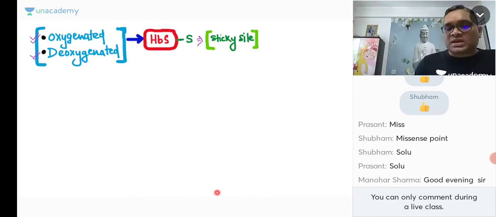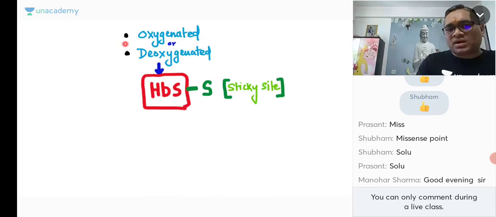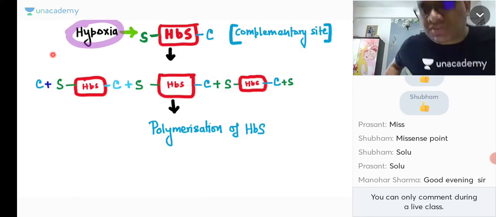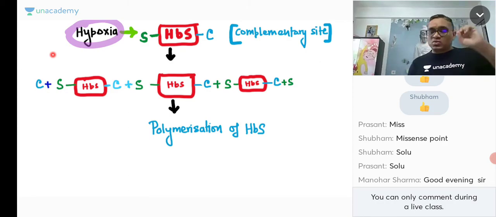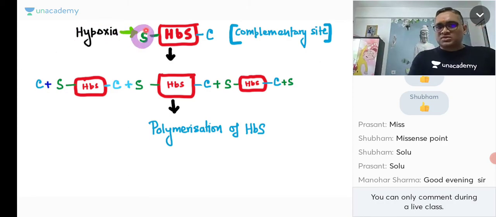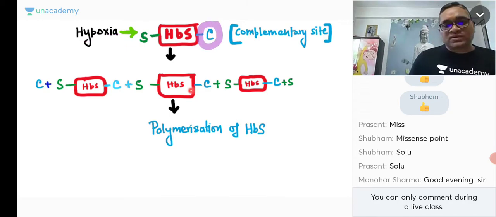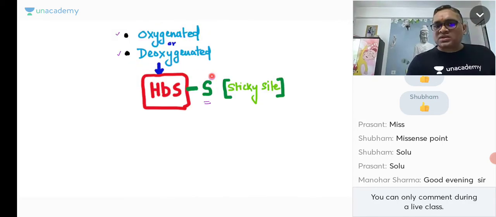What will happen during sickle cell anemia? In both oxygenated and deoxygenated conditions, they have a sticky patch or sticky site. What will happen in hypoxia? Hypoxia means low oxygen. In low oxygen it is present, and in normal oxygen it is also present. But when there is low oxygen, what extra thing will be expressed? The complementary site. So we can remember it like this: HbS will always have S, sticky. The sticky site is always present.